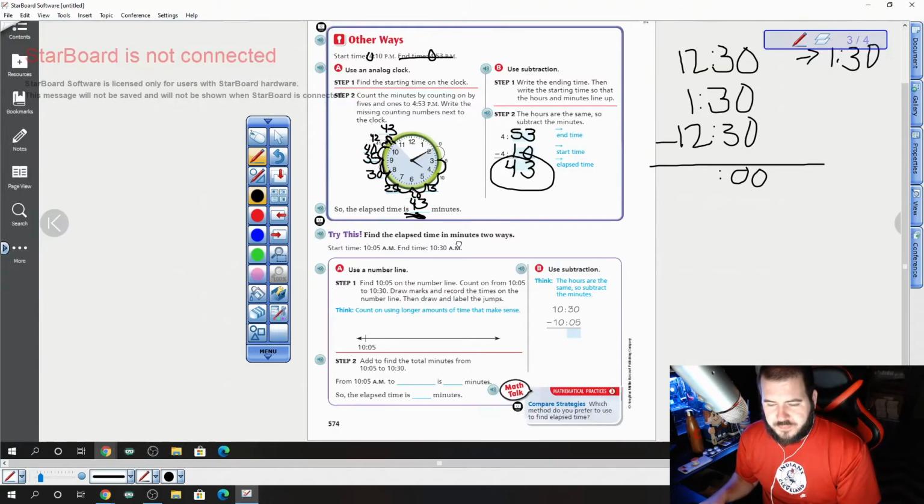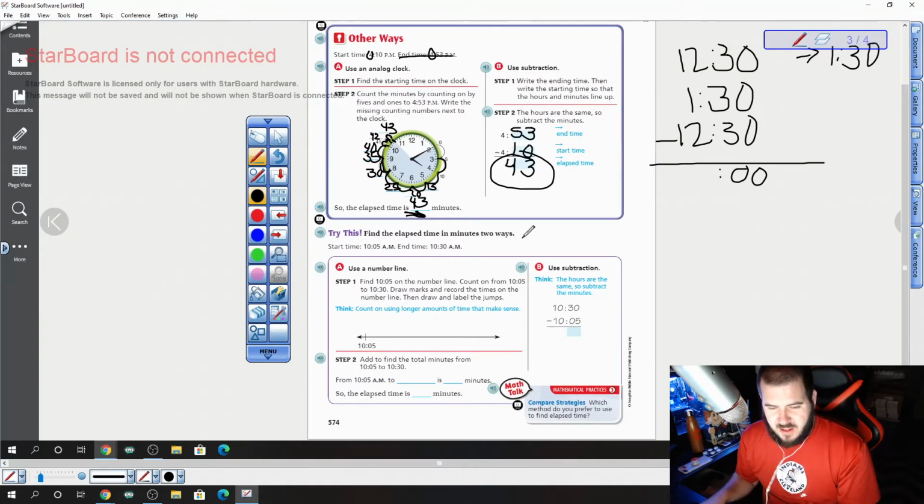Okay? We're going to try this problem here using a number line and using subtraction. Notice that they are not using the analog clock method. I think this is the least likely way that you're going to choose to do this problem. I would suggest the number line or the subtraction method. I think the subtraction method is easiest, but the number line method also works fine.